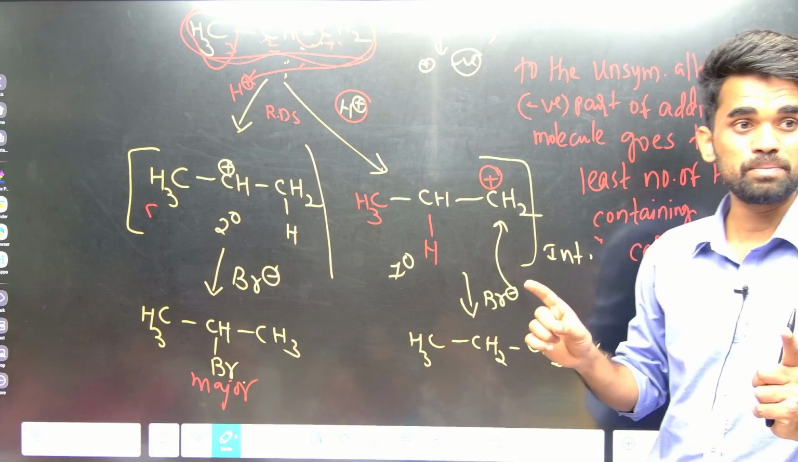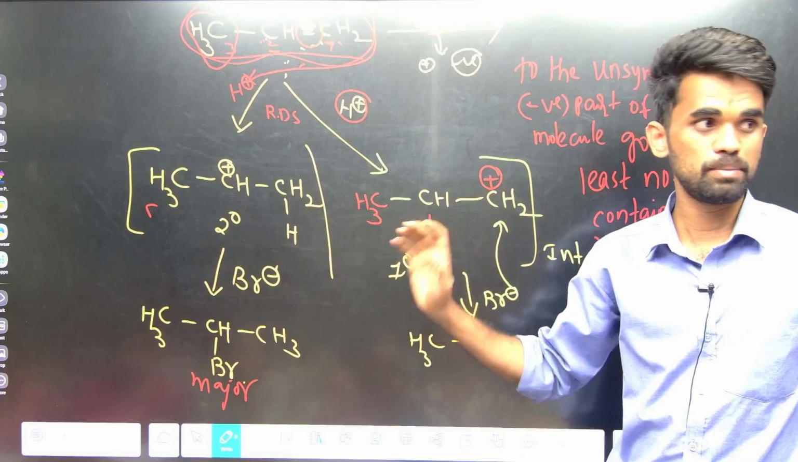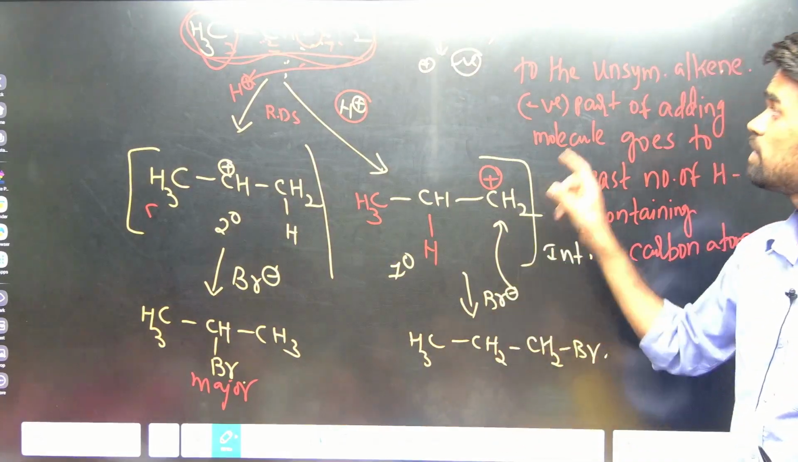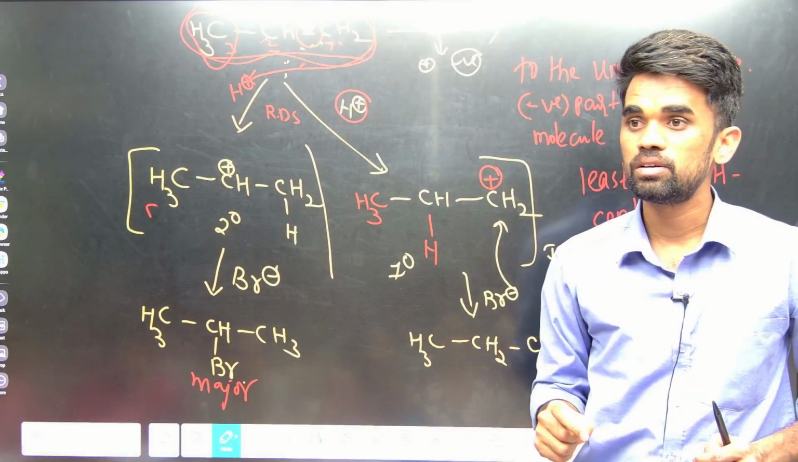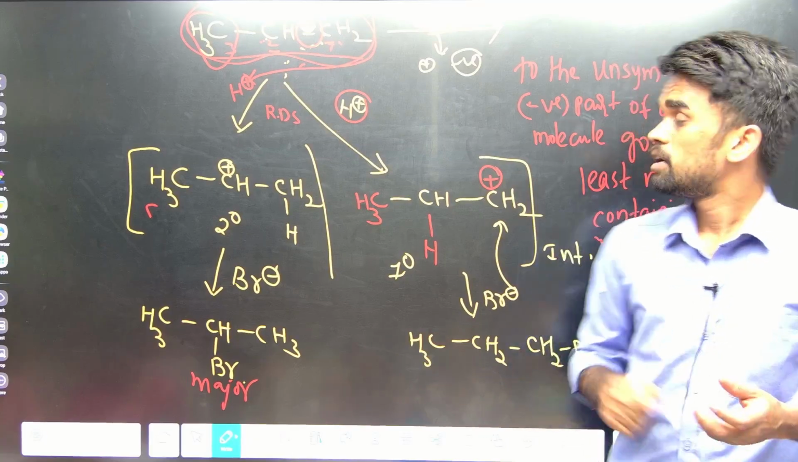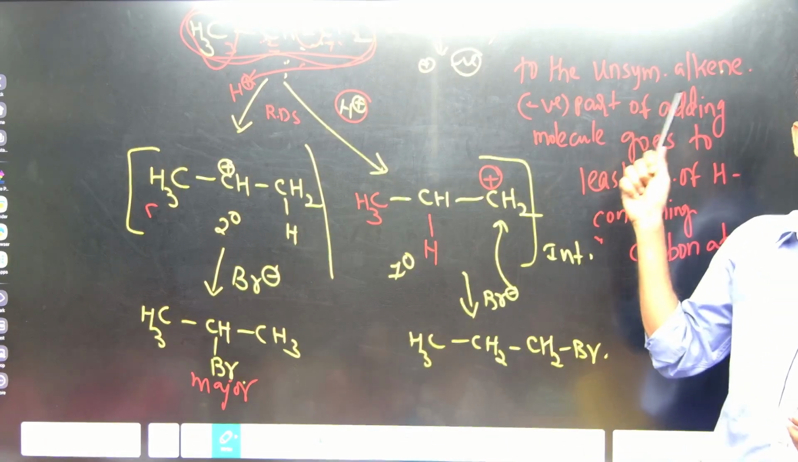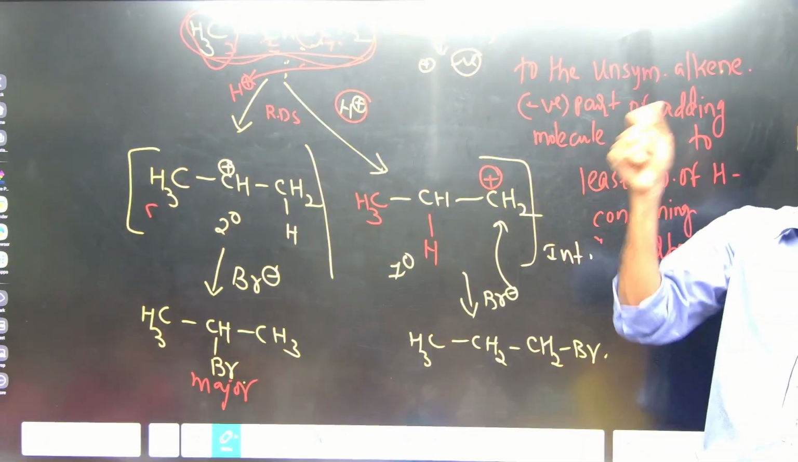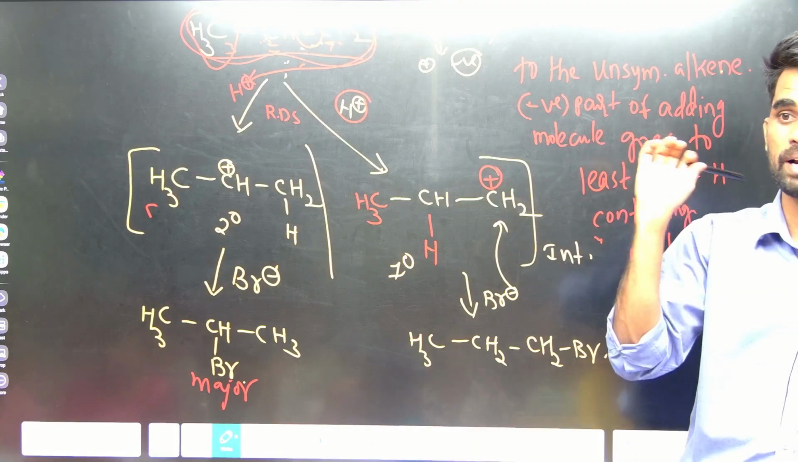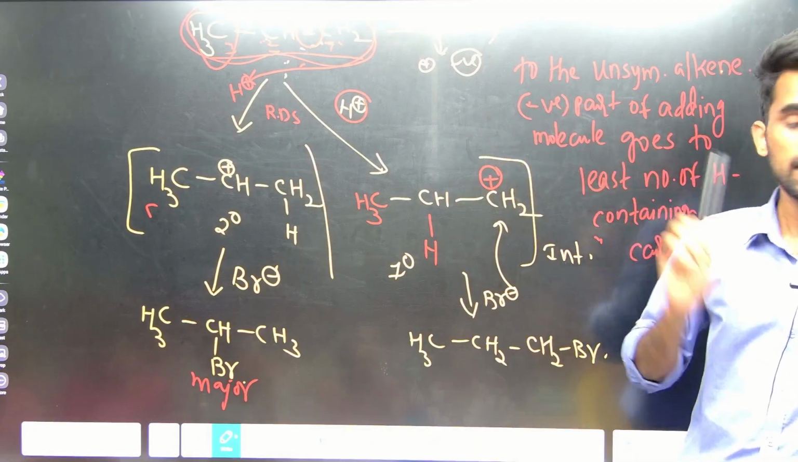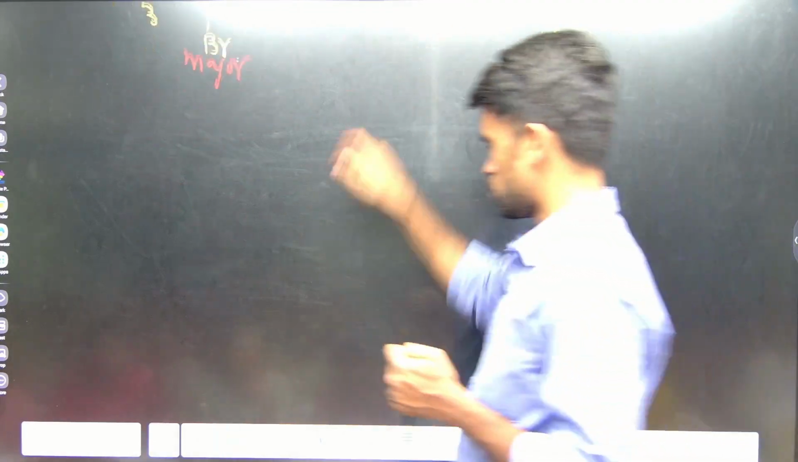Okay, but the concept is what? Carbocation stability. Okay, so now if I say anti-Markovnikov rule, what is the statement? The negative part of the adding molecule goes to the more number of hydrogen containing carbon of that alkene. Is that clear? Okay, next let us do one or two questions.